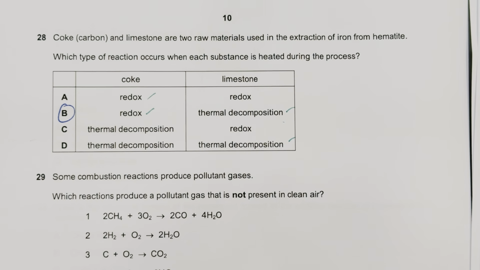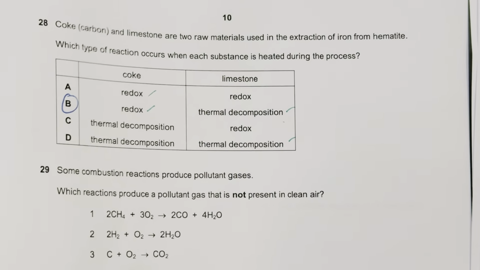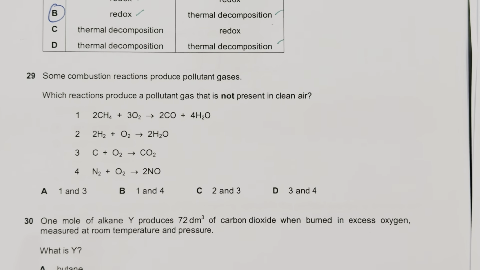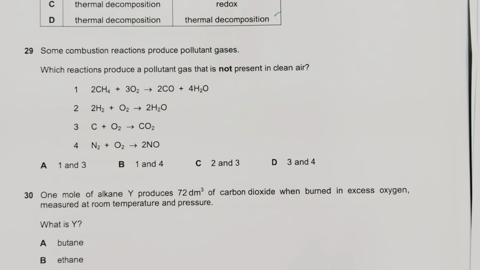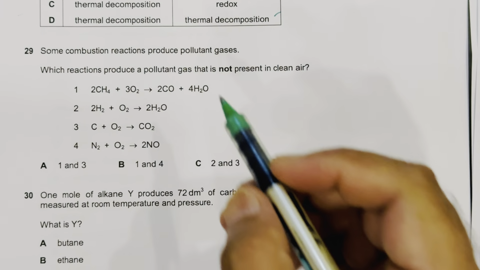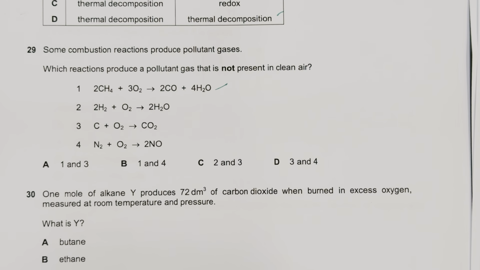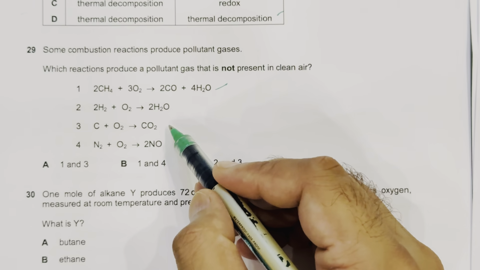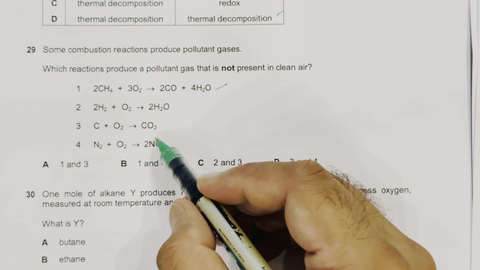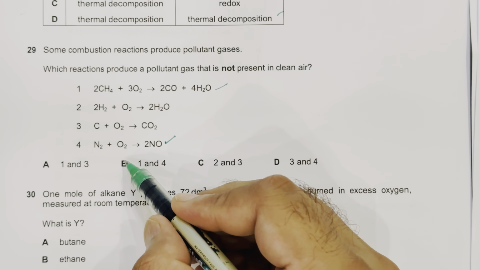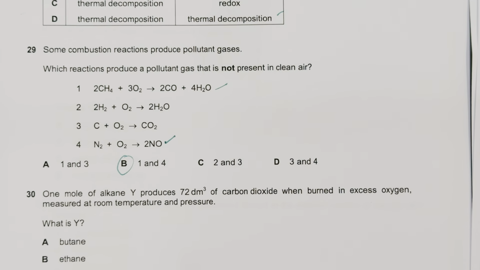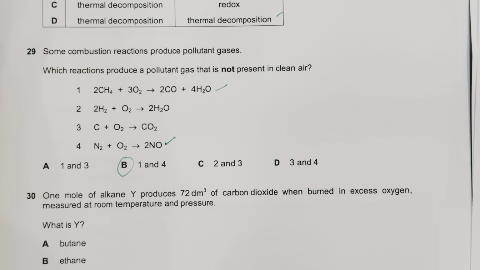Moving to question number 29. Some combustion reactions produce pollutant gases. Which reaction produces a pollutant gas that is not present in clean air? Okay, we know that carbon monoxide is a pollutant gas and it is not present in clean air. Water is clean, and carbon dioxide is also clean and dry, so option number D, nitrogen monoxide, so option number B is the correct one, and 4 is not present in clean dry air.